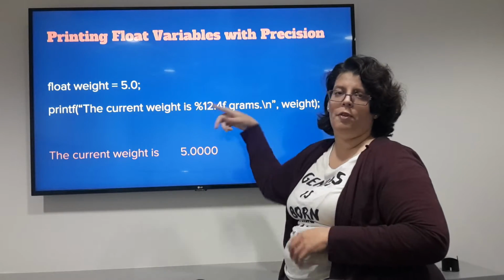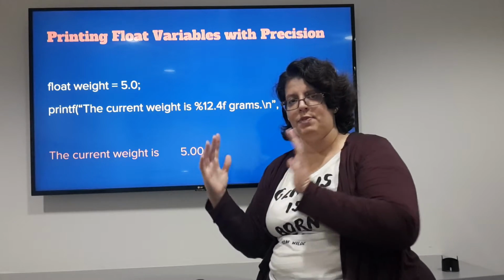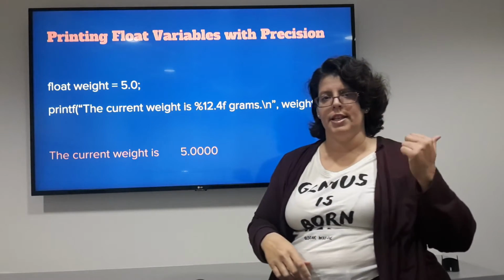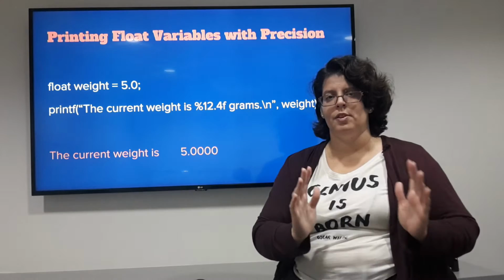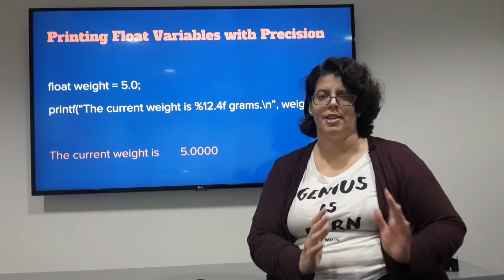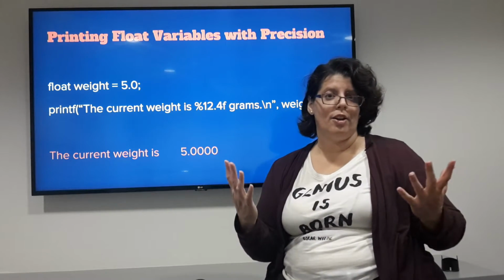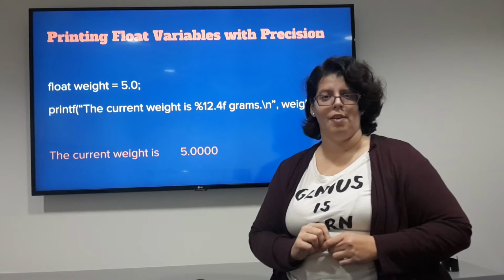This first number before the period is how many spaces to use up, and the next number after the period is how many numerical digits should be after the decimal point. And that's how you control exactly how you want your numbers to look every single time.